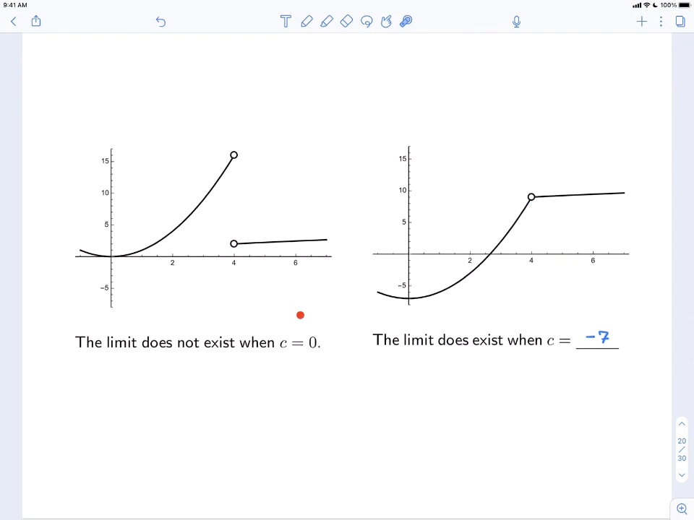When c is equal to 0 in this picture, we have this jump, but notice that 4 is not in the domain. So 4 does not have an output value associated with it. Even in the graph on the right, where the two pieces link up, the limit does exist when c is equal to negative 7, but the function is not defined at x equals 4. So there's still this hole there, even though the two pieces of the graph meet up there.